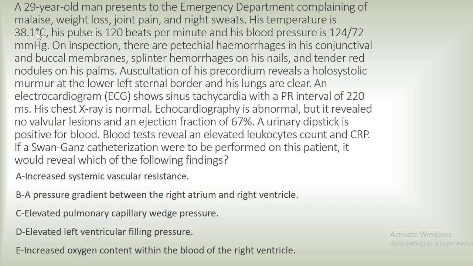And a pressure gradient between the right atrium and right ventricle refers to tricuspid stenosis. So if, because of tricuspid stenosis, the tricuspid valve does not open, you won't be able to equalize the pressure between the right atrium and right ventricle. So the right atrium has to generate more pressure in order to open the valve. So the pressure within the right atrium increases, but it will not be equal to the pressure within the right ventricle. Therefore, there will be a pressure gradient between the right atrium and right ventricle. However, they clearly tell you that the echocardiography reveals no valvular lesions. The valves are normal. So answer choice B is also incorrect.